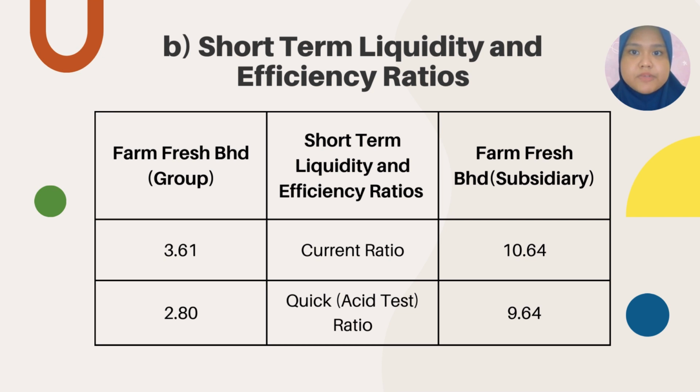Second slide, I will explain the comparison of short-term liquidity and efficiency ratios between the two entities, the group and subsidiary of Farmfresh Berhad. The available elements are current ratio and acid test ratio. Referring to the table, it shows that the current ratio of the subsidiary entity is better able to pay short-term obligations, or those due within 1 year, than the group entity. Meanwhile, the subsidiary entity's acid test ratio is good at paying its current liabilities from its current assets, even after excluding inventory, compared to the group entity, which needs to do something to avoid future issues in paying them.